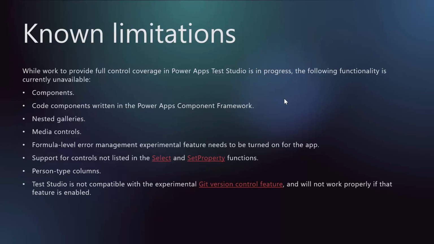Test Studio is not compatible with the experimental Git version control feature. In one of my previous tutorials, I spoke about Git version control. If you are doing that, and you want to have multiple users edit the Power App at the same time, it's currently not possible to use Test Studio. That being said, that's all about Test Studio that you need to know. In the next tutorial, we'll talk about Test Engine and automate our test suites using it.